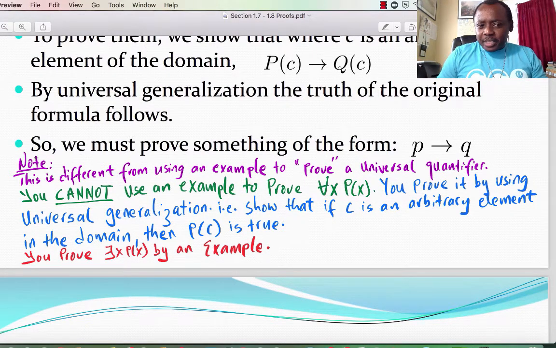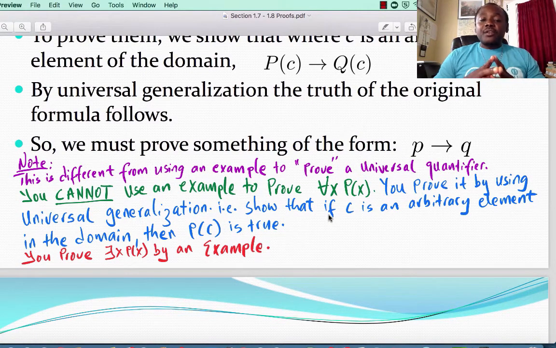So, this is what I just mentioned. This is different from using an example to prove a universal quantifier. You cannot use an example to prove for every X, P of X. You prove it by using universal generalization. You show that if C is an arbitrary element in the domain, then P of C is true. If that happens, then you can claim that for every X, P of X implies Q of X is true.